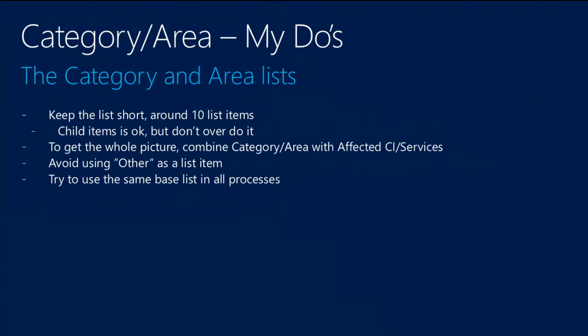And avoid using Other as a list item. By removing Other from your list, you're forcing your analyst to make an active decision on the best fit. So even though you might only have 10 categories, they have to do a selection. They can't take the easy path in selecting Other.